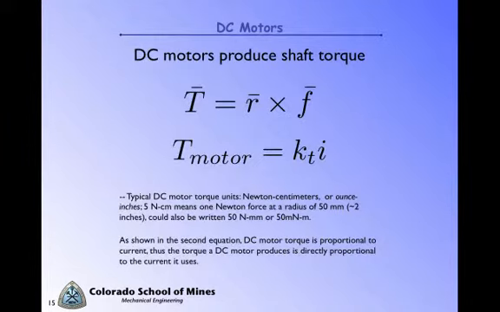Okay, so these are some of the fundamental torque equations. You recall from physics that torque is equal to R cross F, and in addition, for DC motors, the torque produced by the motor is directly proportional to the current flowing through the windings, since that defines the electromotive force.